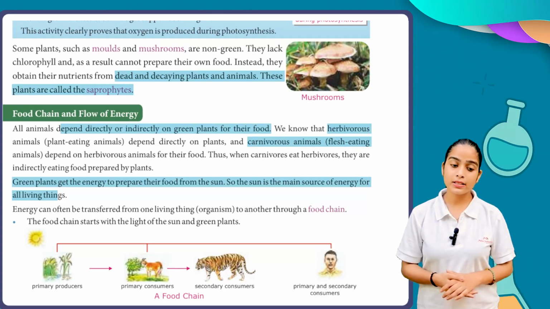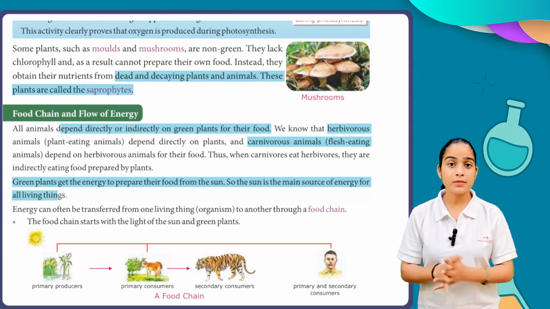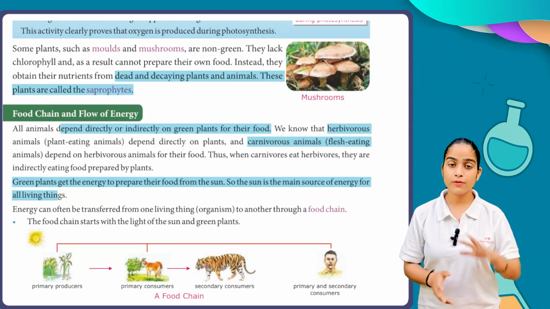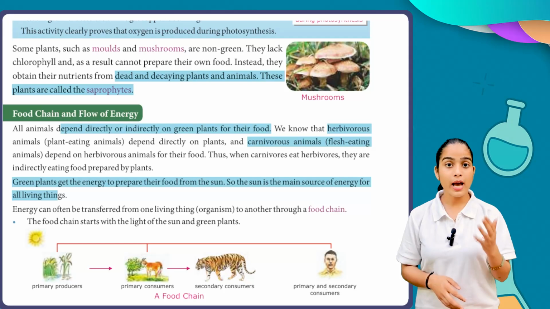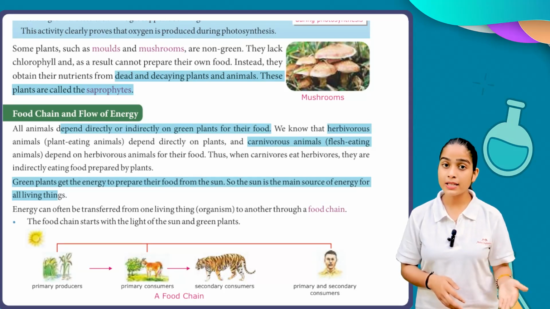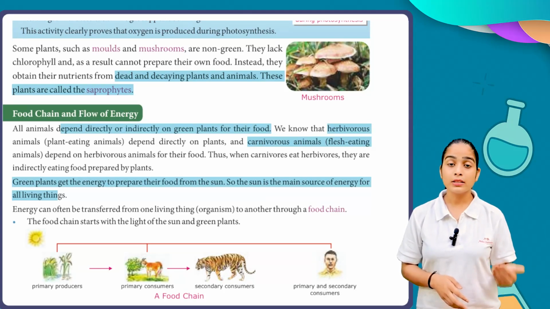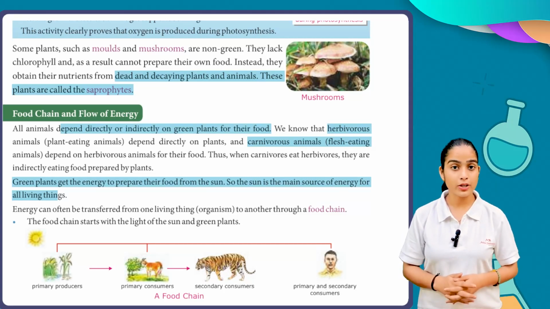Now, green plants get the energy to prepare their food from the sun. So the sun is the main source of energy for all living things. What we understand here is that the sun plays a very important role. If directly or indirectly we depend upon plants for our food, and we all know that plants cannot make their food without the sun, then the sun is one of the main sources of energy we have.